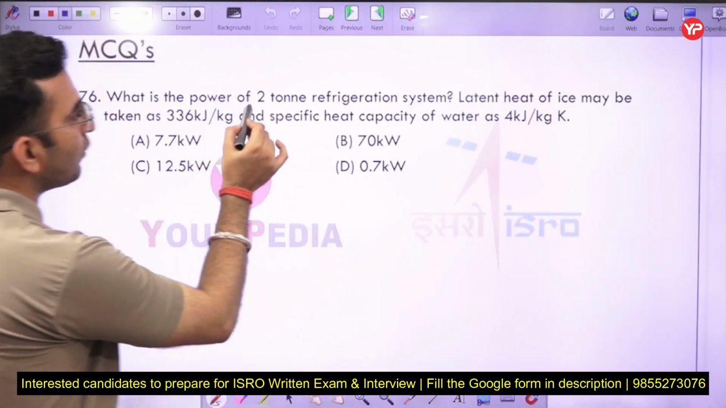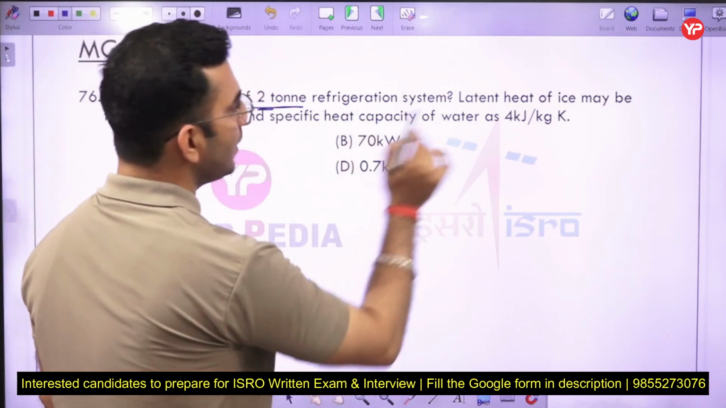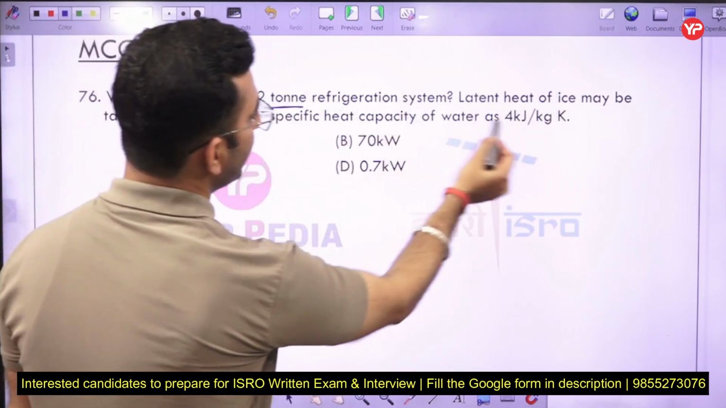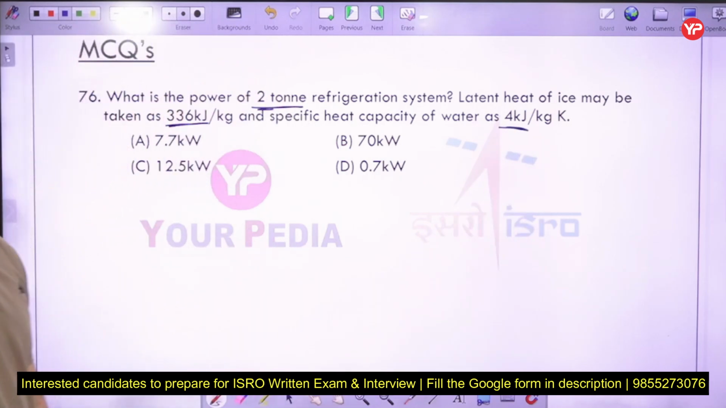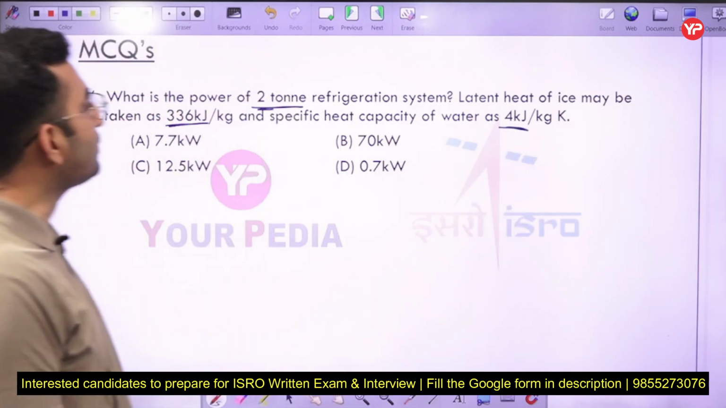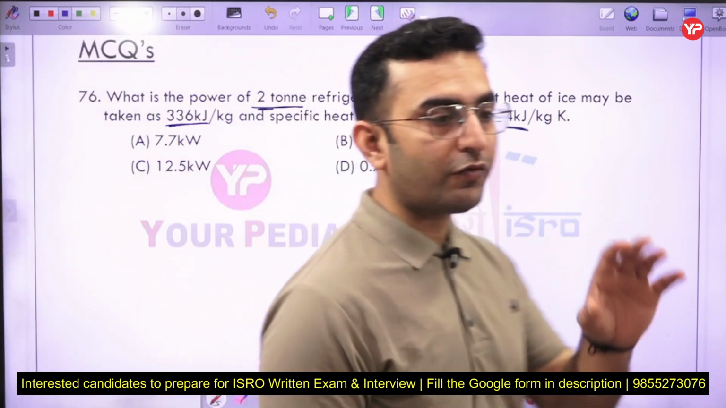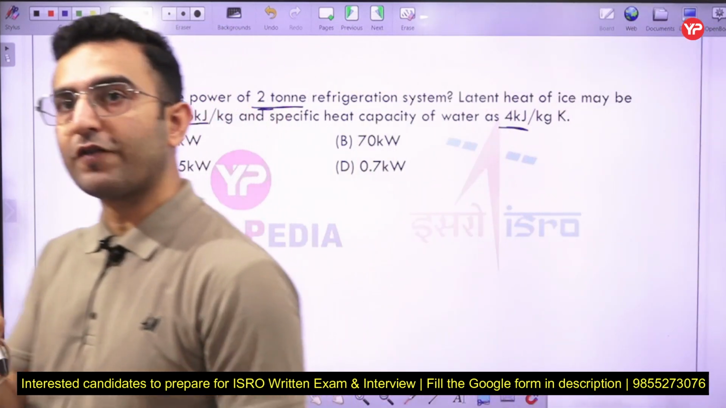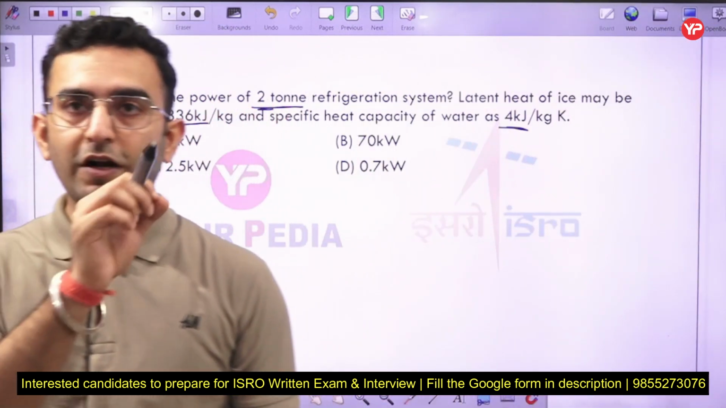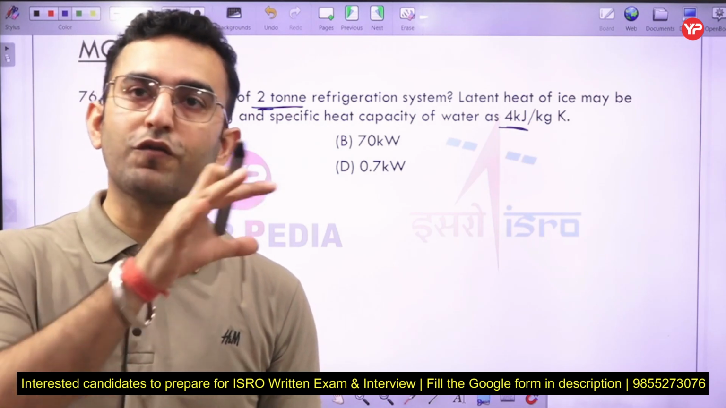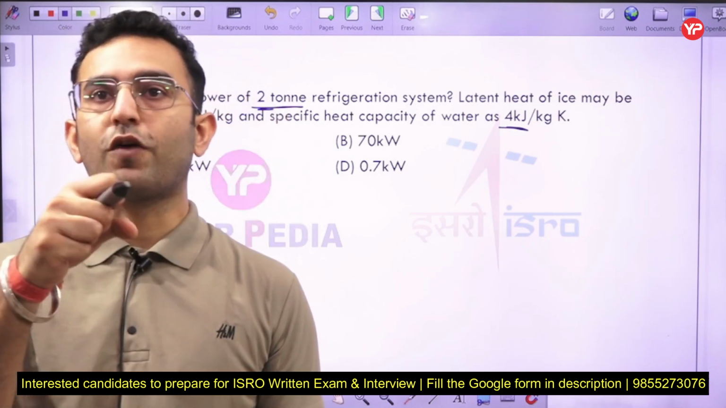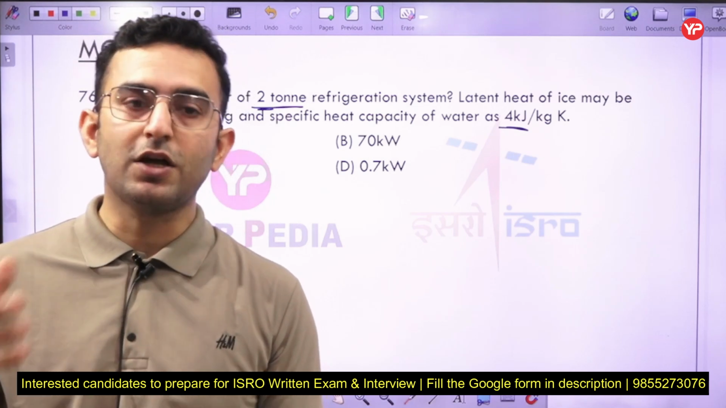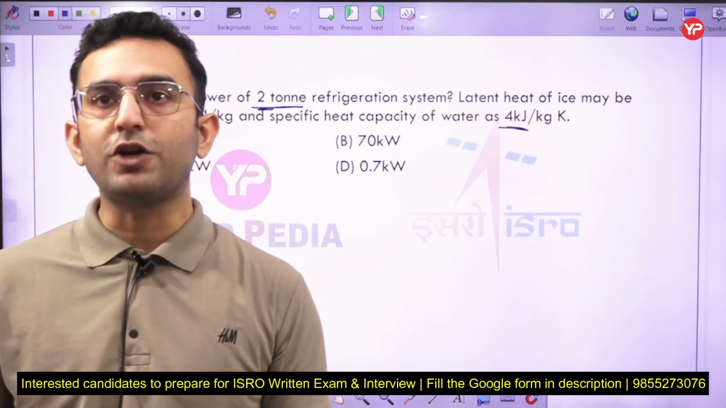What is the power of a 2 ton refrigeration system? Latent heat of ice is given as 336 kilojoule per kg, and specific heat is given as 4 kilojoule per kg Kelvin. Now it is asking what the power of a 2 ton refrigeration system is. So first of all, how do you define 1 ton of refrigeration? One ton of refrigeration is defined as the amount of heat required to be removed from 1 ton of water maintained at a temperature of 0 degrees Celsius in order to convert it into ice in 24 hours.